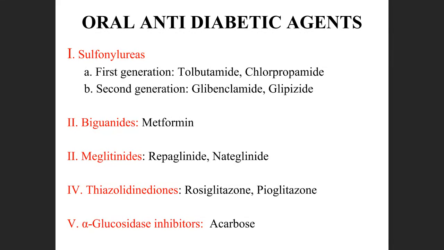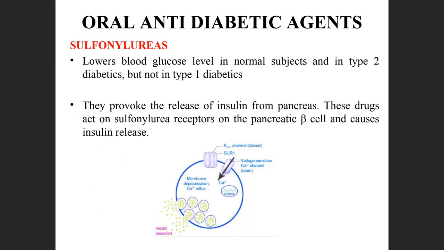Now, other oral anti-diabetic agents are sulfonylureas, biguanides, meglitinides, thiazolidinediones, and alpha-glucosidase inhibitors. So, from each category, we are going to see one drug. Sulfonylureas lower the blood glucose levels in normal subjects as well as people who have type 2 diabetes, but they are not effective in people who have type 1 diabetes. These agents promote the release of insulin from the pancreas. Basically, they bind to the sulfonylurea receptors present on the pancreatic beta cells and cause the release of insulin.